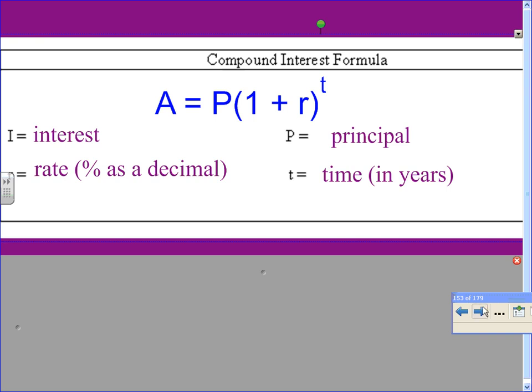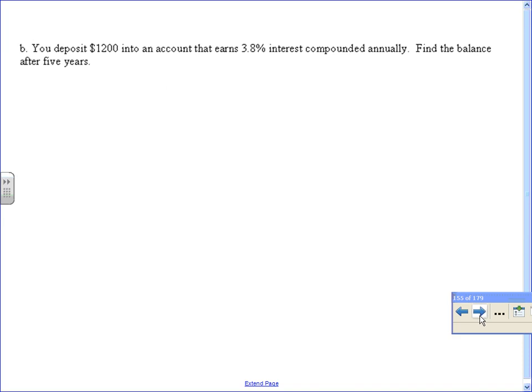Let's go to letter B first. I kind of want to go in a different order here. All right, so letter B says you deposit $1,200 into an account that earns 3.8% interest compounded annually. Find the balance after 5 years. Okay, so it says compounded interest, so I would circle or underline. You now have to pay very close attention to whether it's simple annual interest or compounded annual interest. If it's compounded, you use the formula that the t is flying. Okay, our t is flying.